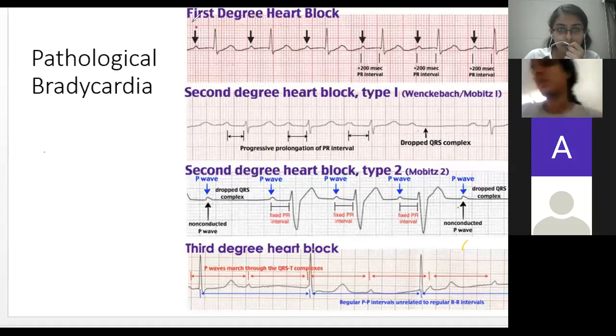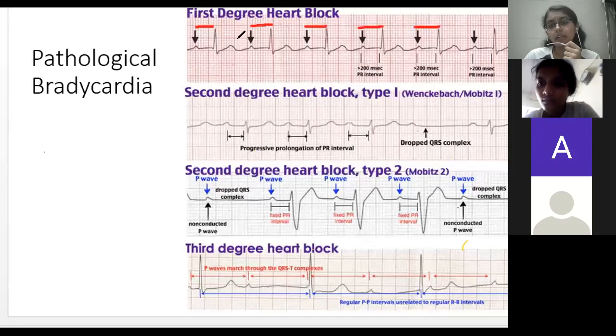Okay. This is the PR interval of this. This is the PR interval of this. PR interval, PR interval. With every wave, the PR interval is increasing. This is the first degree heart block. Then second degree heart block, it is of two types: type 1, Mobitz 1, and type 2, Mobitz 2. Type 1 is also known as Wenckebach's heart block.